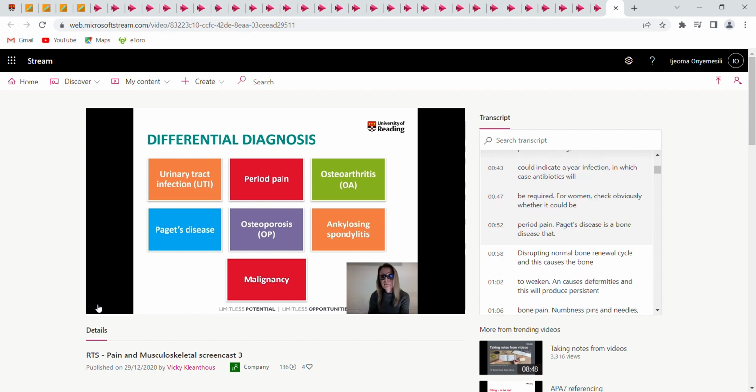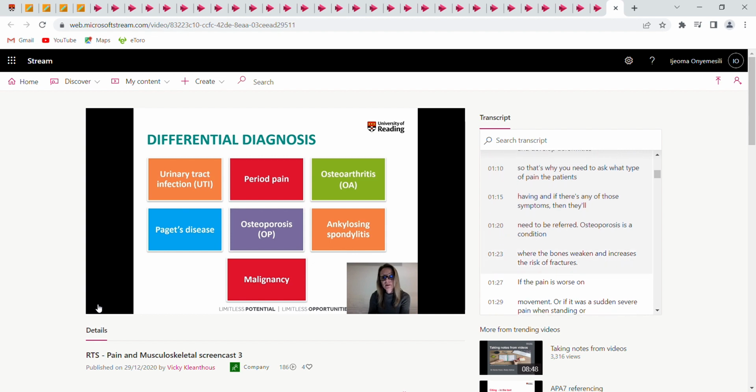Paget's disease is a bone disease that disrupts the normal bone renewal cycle, and this causes the bone to weaken and causes deformities, and this will produce persistent bone pain, numbness, pins and needles, and deformities. So that's why you need to ask what type of pain the patient's having, and if there are any of those symptoms, then they'll need to be referred.